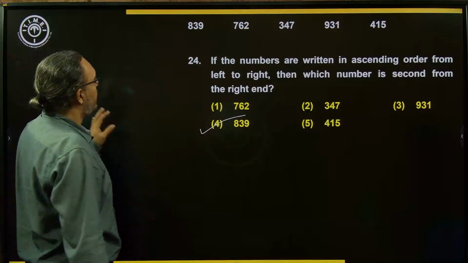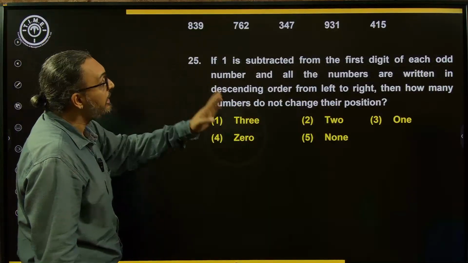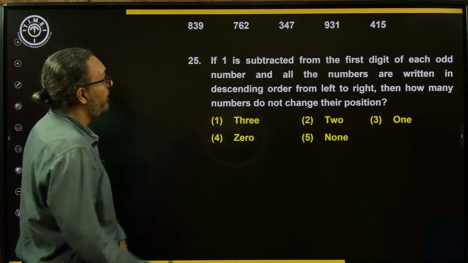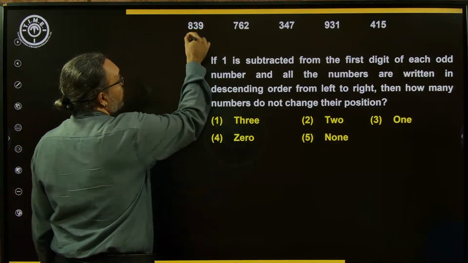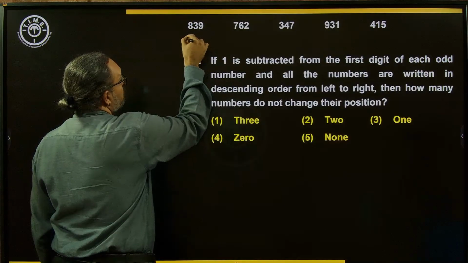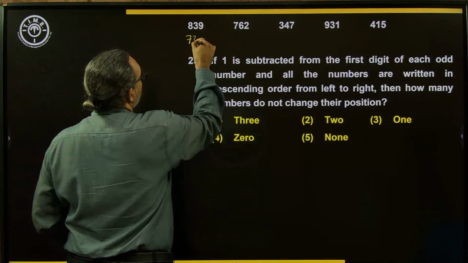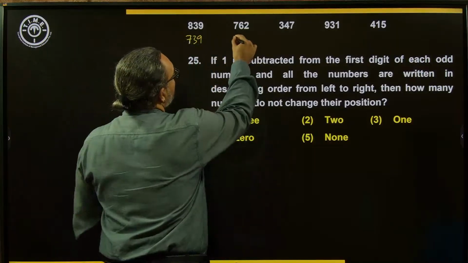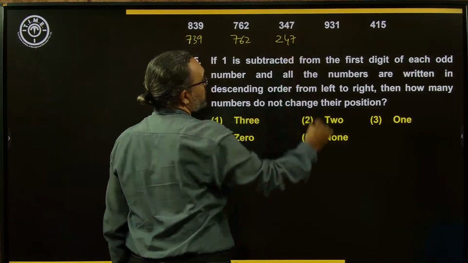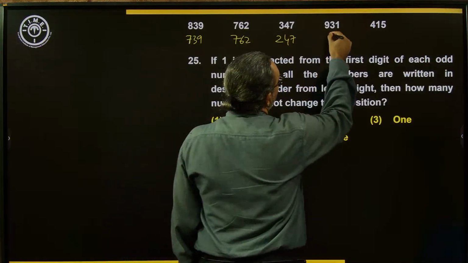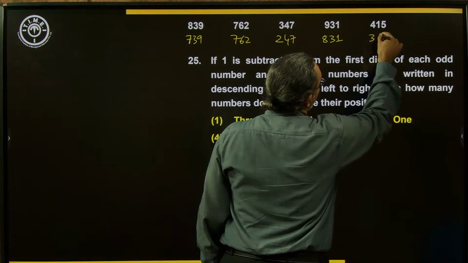Right? Okay. Then next, if 1 is subtracted from the first digit of each odd number. So here this is an odd number. 1 is subtracted from the first digit. So here we are going to get 739. Then this is an even number. You write it as it is. 1 is subtracted, 247. First digit of every odd number. Here 1 is subtracted, 831. And here 315.